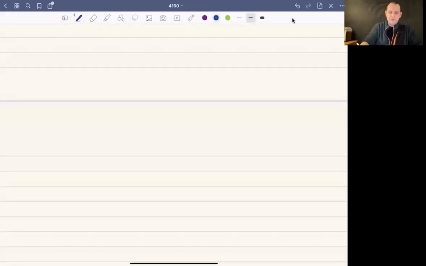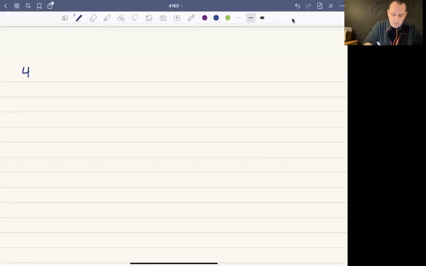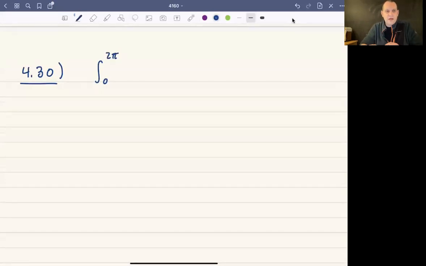The next thing I want to do is exercise 4.30, which I think is one of the coolest exercises. And I just want to do it in detail for everybody. I think it's too important to leave it as an exercise for you. So what I want to do is integrate. This is now just a normal Calc 1 integral.